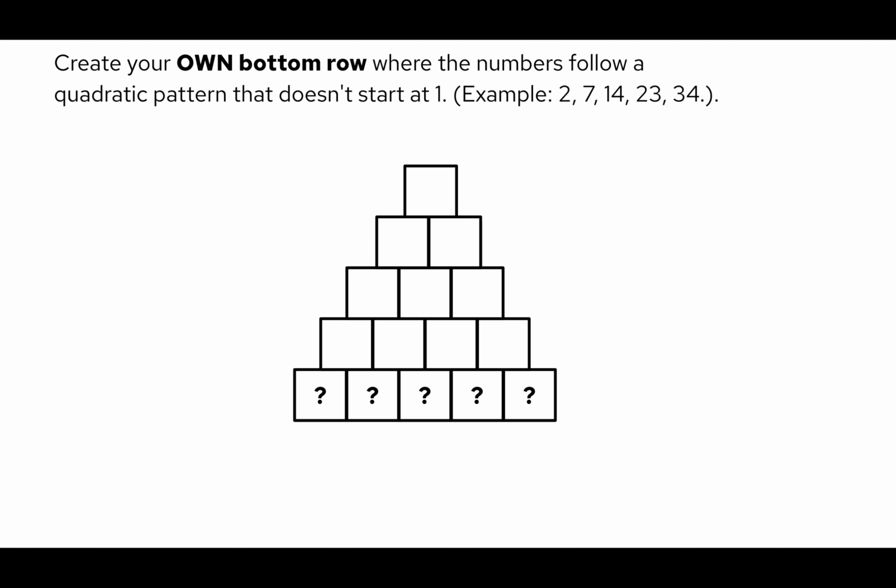So now you can create your own bottom row where all the numbers follow a quadratic pattern. But don't start with 1. Start with a different one like 2 or 3 or 4 or even 5. And then you can write your own formula.